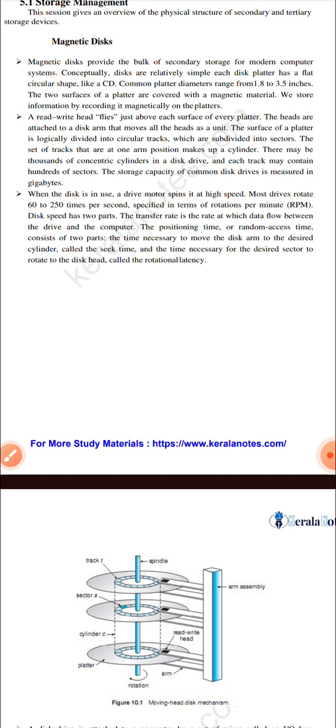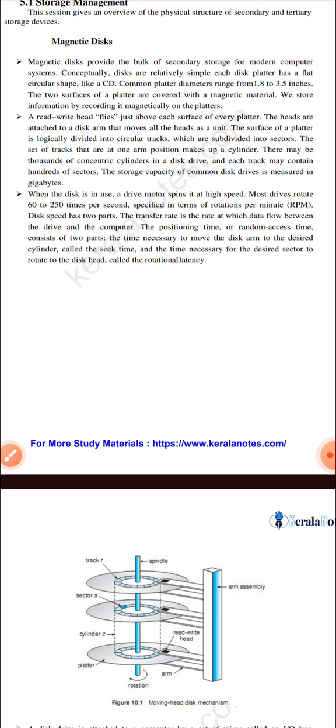Most drives rotate 60 to 250 times per second. That is, the drive motor will spin at 60 to 250 times per second, specified in terms of rotations per minute, RPM.